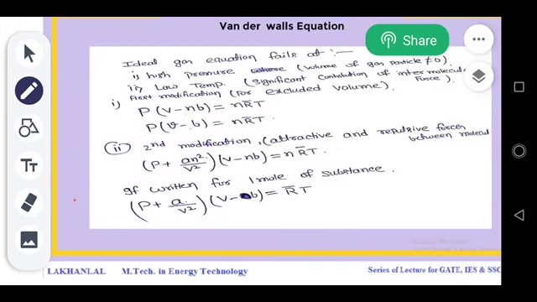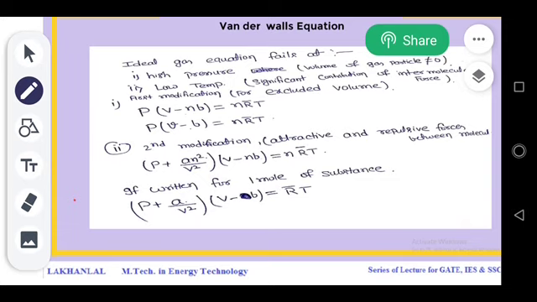So first, let us come to the van der Waals equation of state. Ideal gas equation fails at some point. The ideal gas equation is derived based on some assumptions: that the gas molecule has no volume, it is just a point, and the intermolecular interaction between the molecules is negligible.